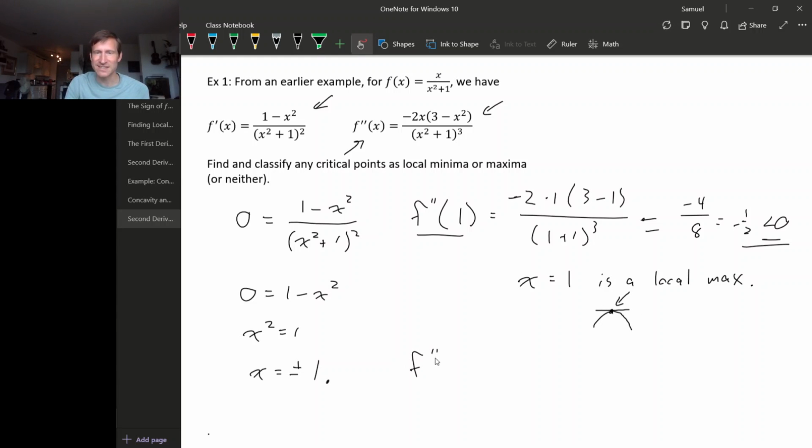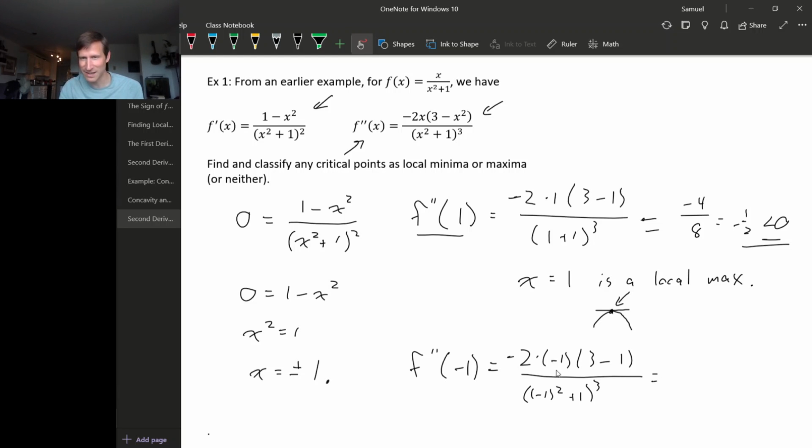All right, now let's check the second derivative at negative 1, the other critical number. So that gives us minus 2 times negative 1 times 3 minus negative 1 squared, which is positive 1, all over negative 1 squared plus 1, that cubed. So in the numerator we're going to get 2 times another 2 is 4 over 8, so 1/2. And this is greater than 0, and so that means that x equals minus 1 is a local minimum.